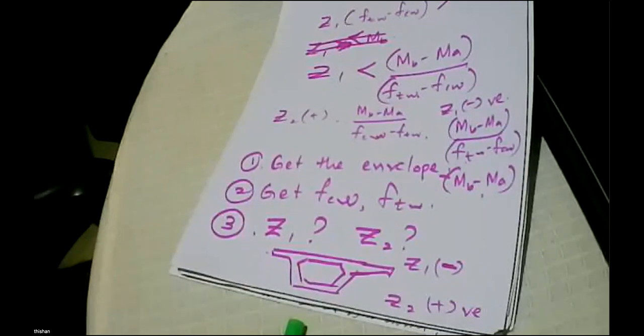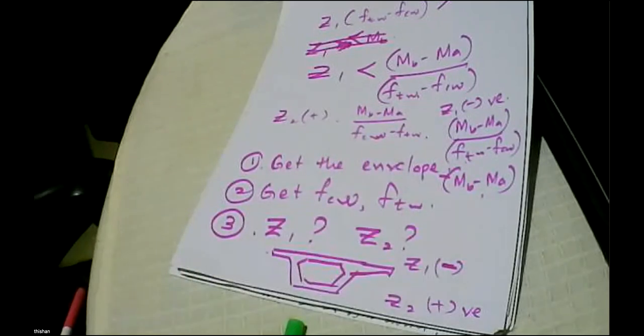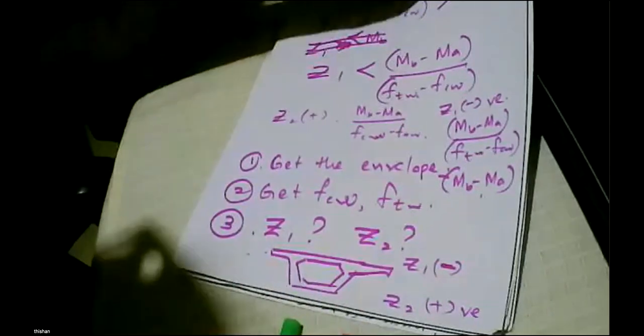Why? The moment you draw the bending moment diagram, just having an arbitrary section, and get the bending moment diagram, and then from those get the bending moment envelope, find the range, and the moment you find the range, you can get Z1 and Z2. So select a section which is having Z1 and Z2 larger than what is given by these two. So that's what we do. Is that clear? Yes, sir. That's right.